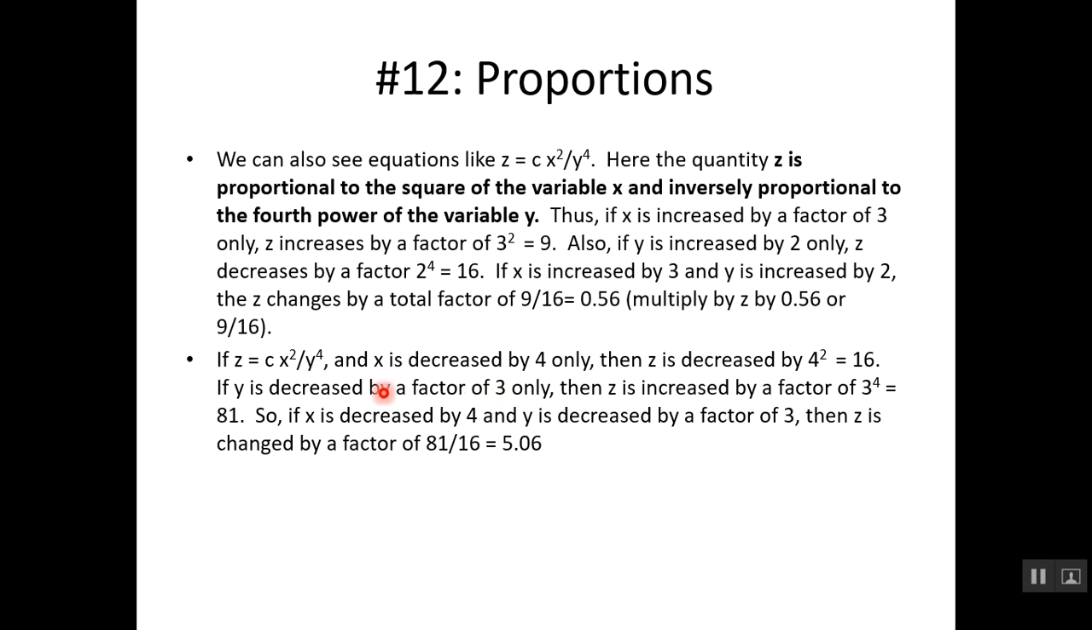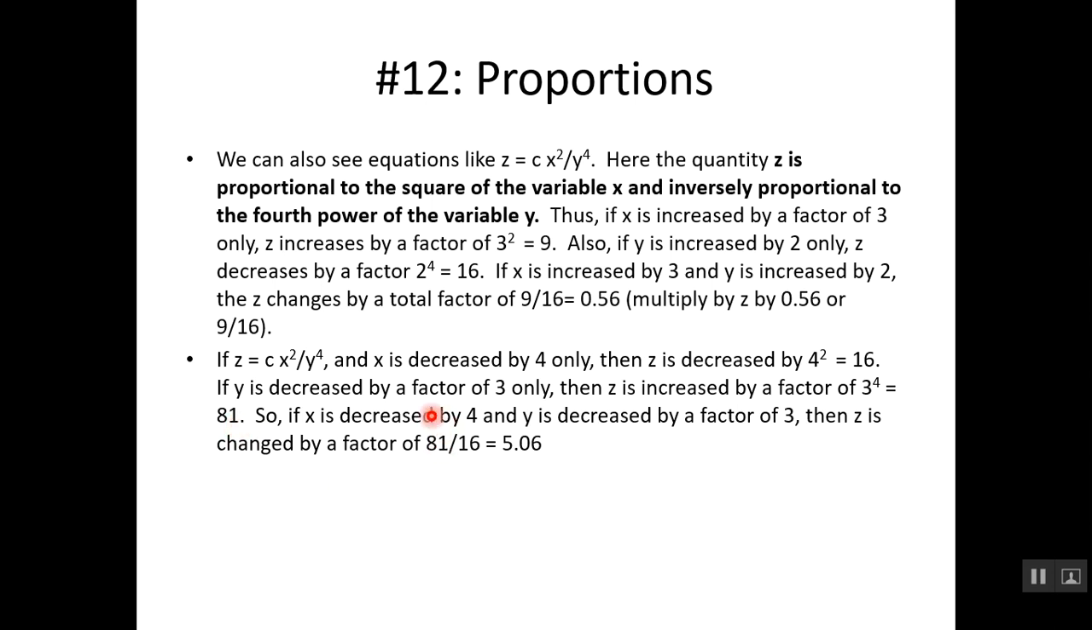Then suppose we decreased y by a factor of 3. So we're decreasing both, but we're also decreasing y by a factor of 3. So y is in the denominator, so we went over this. If y gets smaller, then z gets bigger. But it doesn't get bigger by 3, it gets bigger by 3 to the 4th, which is 81. It's 9 times 9. So decreasing x decreases z by 16. Decreasing y increases z by 81.